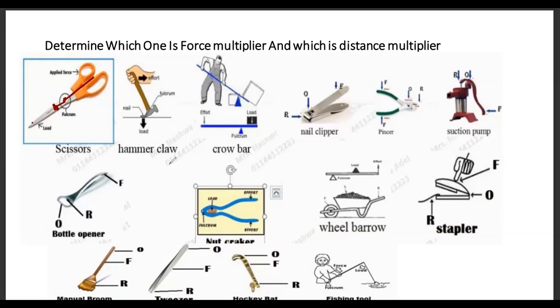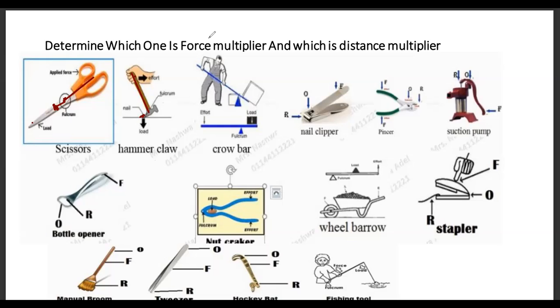Look at the hammer claw. It is pivoted at this point, and the nail is at that point. So the distance between the nail and the pivot is very short, while the arm, or your hand, is placed here. So the effort arm is longer than the load arm. This is the effort arm, and here the short distance is the load arm. So we can consider the hammer claw as a force multiplier.